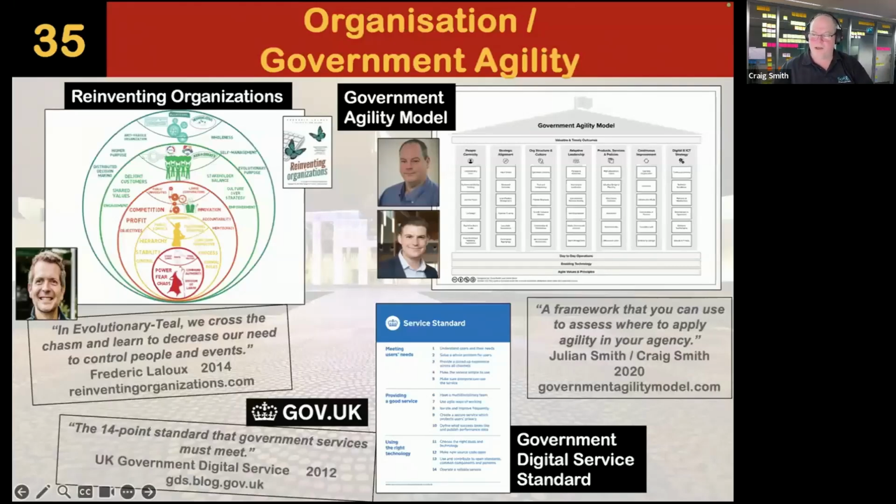I did some work a couple of years ago with Julian Smith in the ASPC about a government agility model, which you can see there. But most governments have a sort of digital service standard. They came from gov.uk back in 2012. The Australian government, New Zealand government, Singapore government have all got versions of that they've adopted, which essentially include agile as part of the standard that government services must meet.